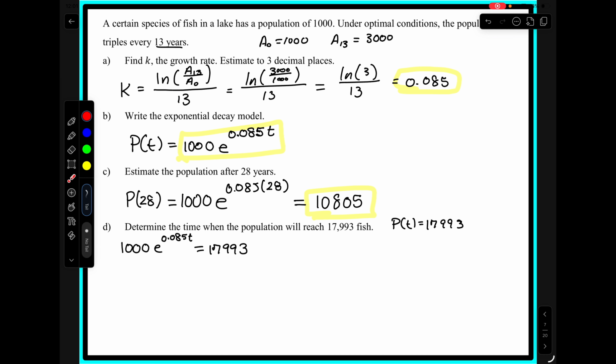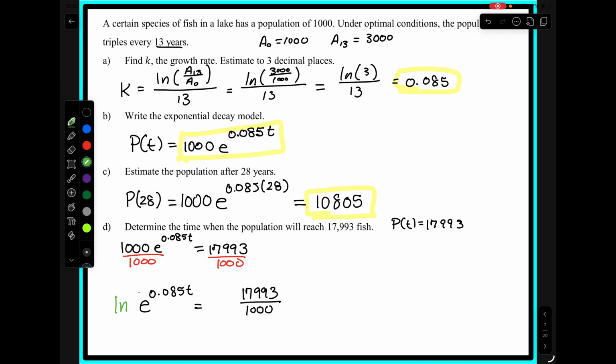I just wrote it backwards. I have P of t over here, and I'm replacing that with this number. So I need to solve this equation, and I do that by first dividing by 1,000. I'm not going to divide it just yet. I'm not going to plug it into decimals, but I'm going to leave it just as this ratio.